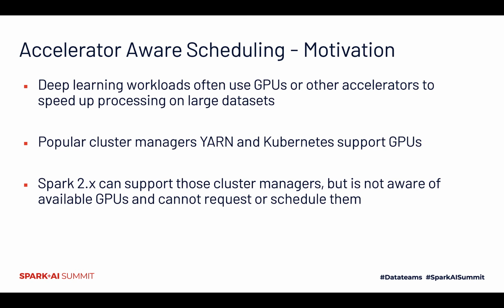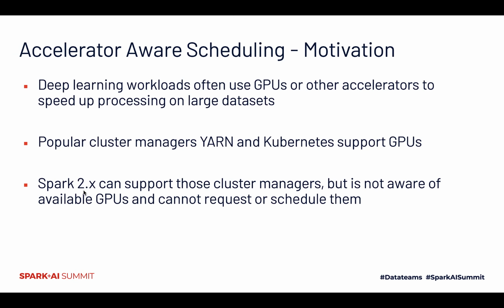Another big gain that comes with this in Spark 3.0 is accelerator-aware scheduling. So a number of deep learning frameworks are able to use GPUs, for example, TensorFlow. And if you were using a cluster manager like Yarn or Kubernetes, and you wanted to launch Spark, you needed to be able to specify that your Spark job should be requesting GPUs from Yarn or Kubernetes.